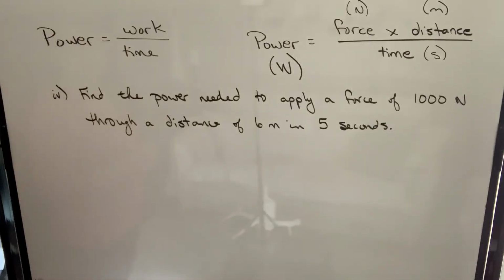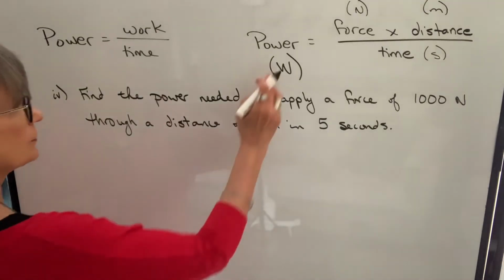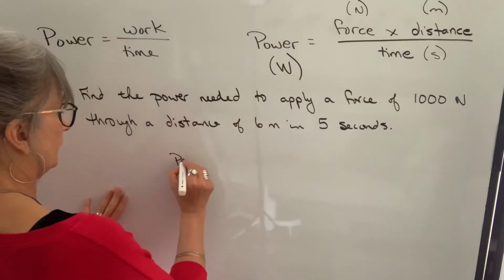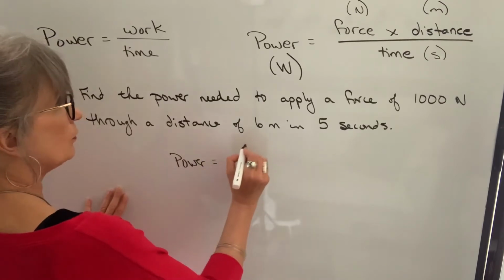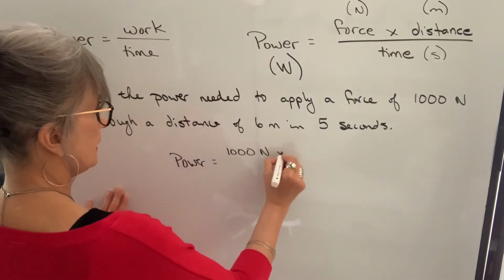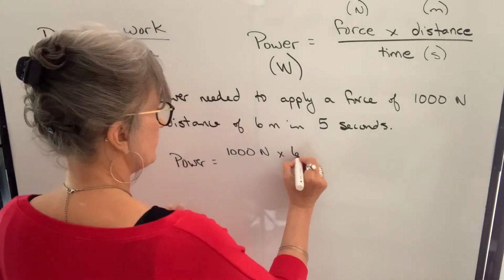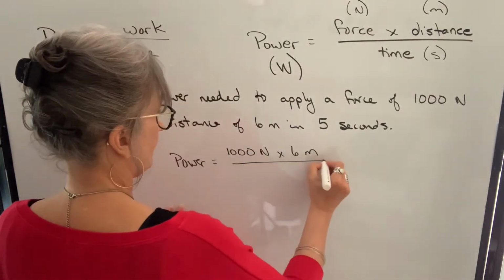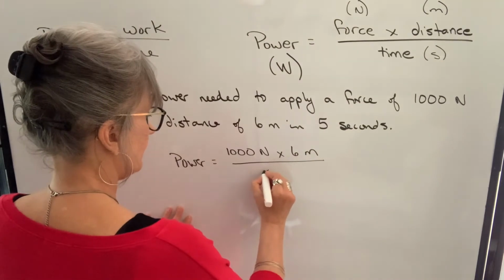In our first example, we're asked to find the power needed to apply a force of 1,000 newtons through a distance of 6 meters in 5 seconds. So our power in watts will be equal to the force of 1,000 newtons times the distance of 6 meters divided by a time of 5 seconds.